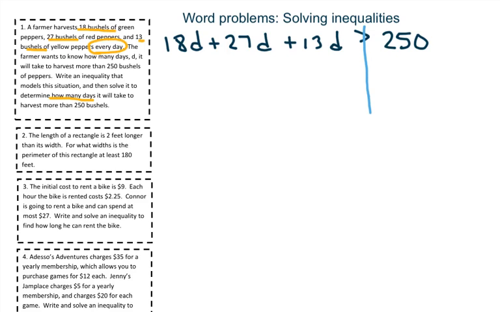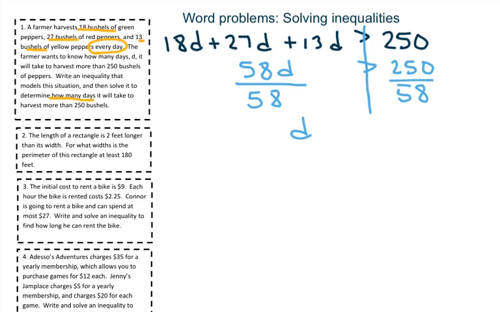So we need to combine all the like terms, and 18D, 27D, and 13D are like terms. They all have the D in common. So that totals 58D, and that's greater than 250. And so now we use our properties of inequality. To get the D by itself, we divide both sides by 58.